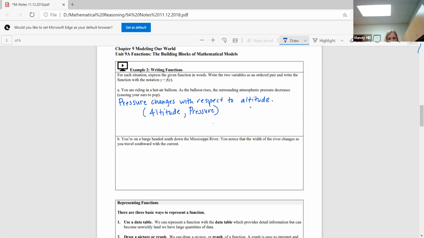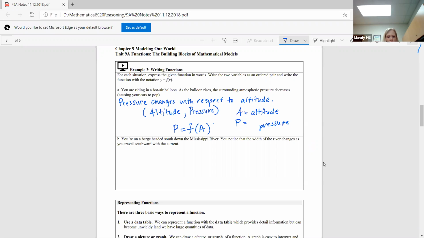If we let A stand for altitude, and that's what you would usually do, you would usually use the letters that are there to represent what you're trying to represent, and P is pressure. Then our function that we would write is the pressure is equal to f of A. So the pressure is a function of altitude. The pressure depends upon the altitude. We're plugging the independent variable into something and we're changing the pressure.